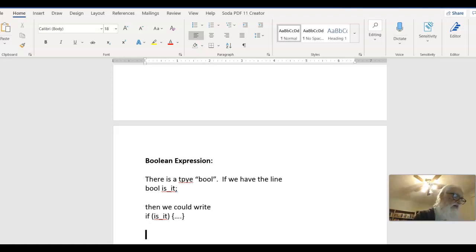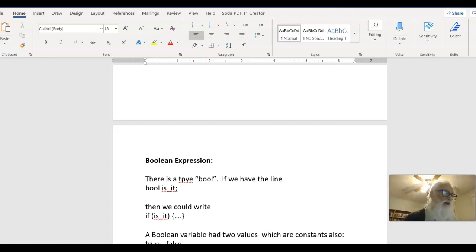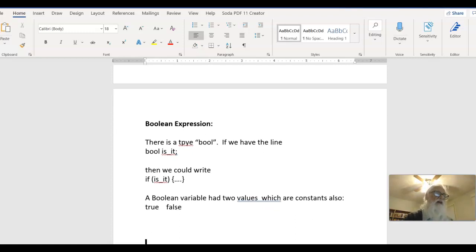A Boolean variable has two values. The two values are true and false. And those are the constants. So when you're in a Boolean expression, if you just write a Boolean value, that's either T or F, just like anything else. Now, I'm slightly lying to you.